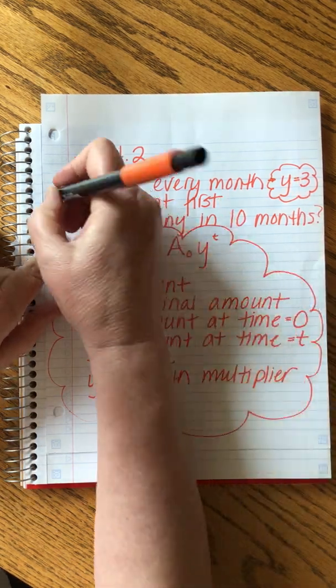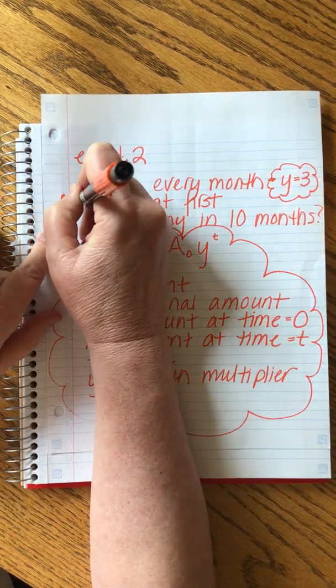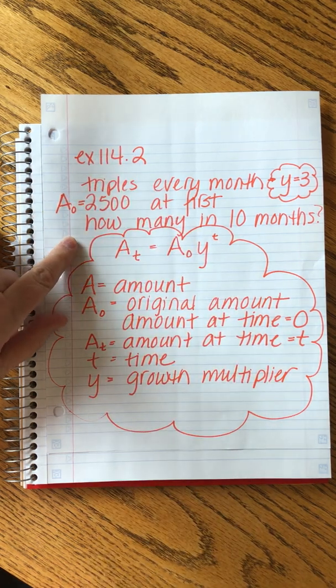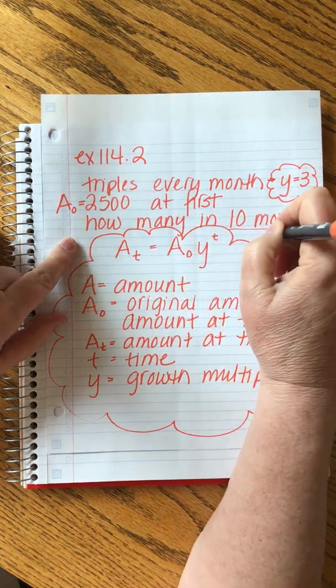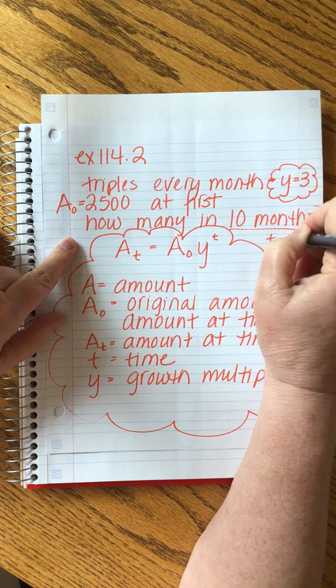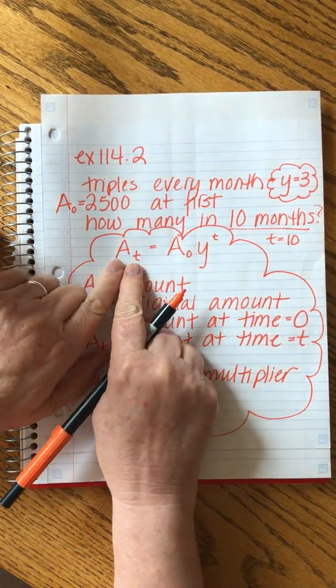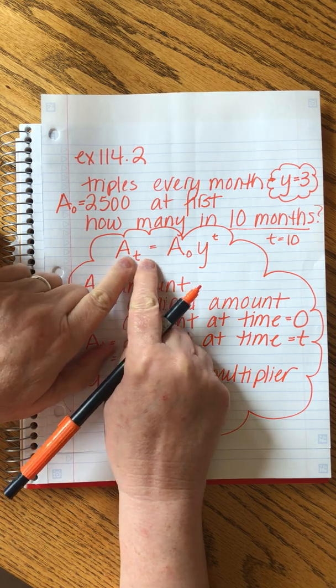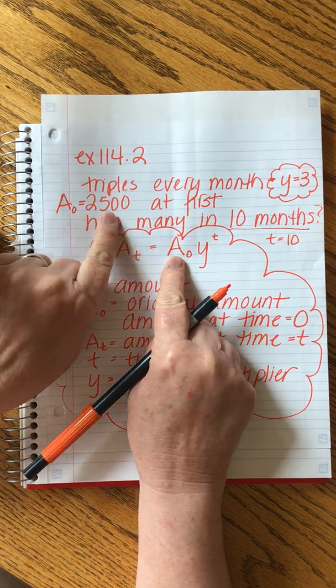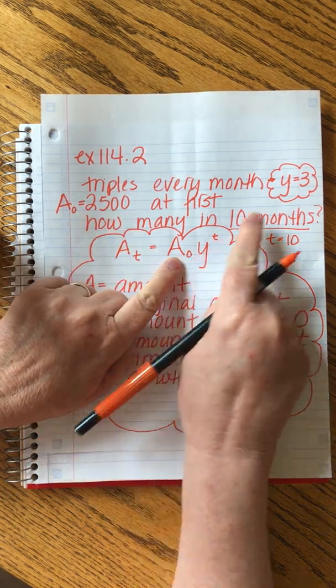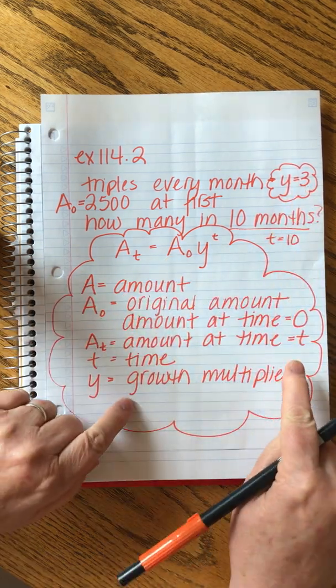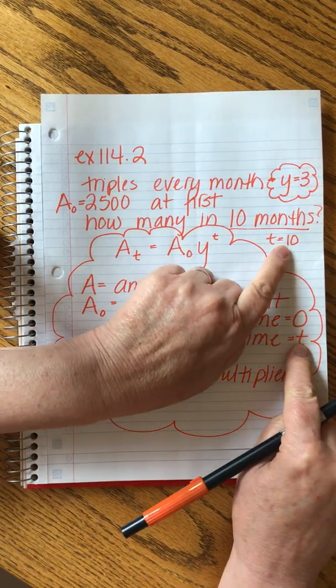2,500 at first. That's going to be our a to the 0, right? And then 10 months, that's going to be our t. So we're going to plug this in. We're going to say the amount at 10 months equals the original amount times y raised to the power of 10.